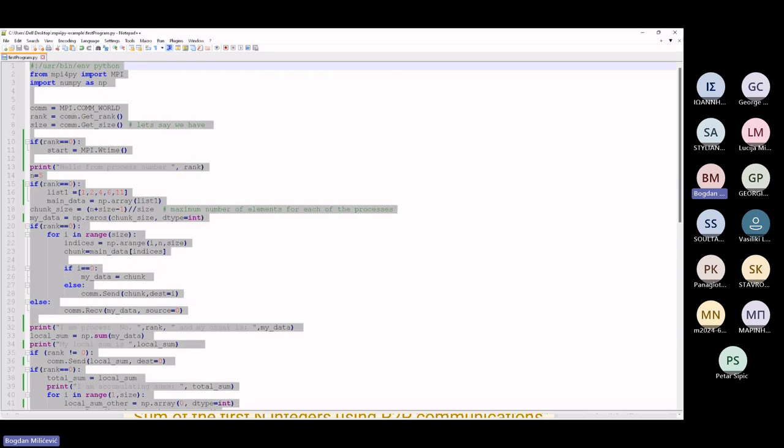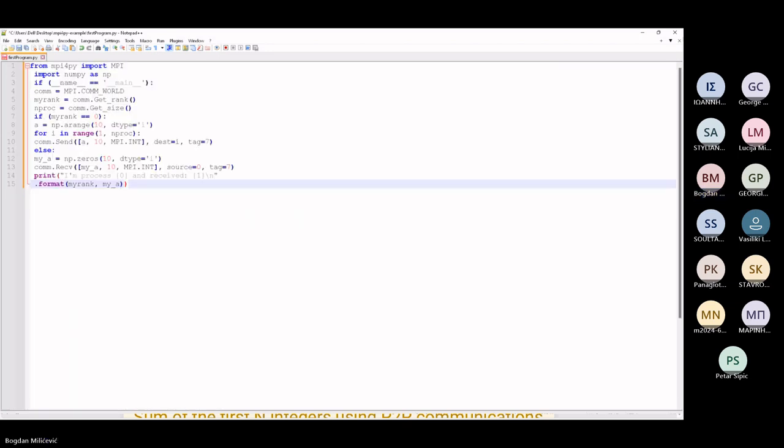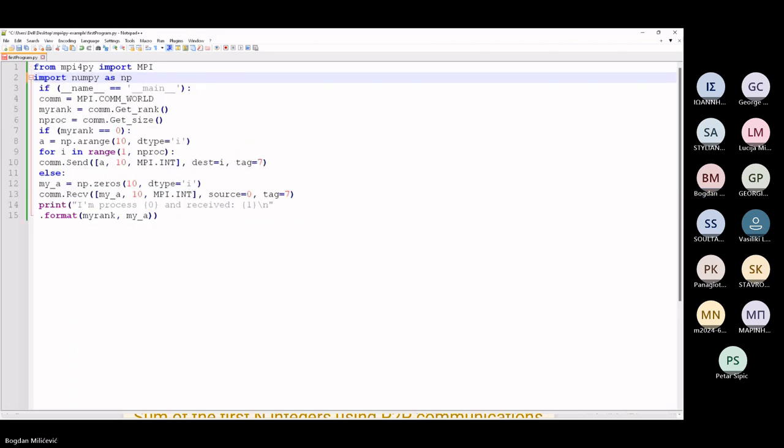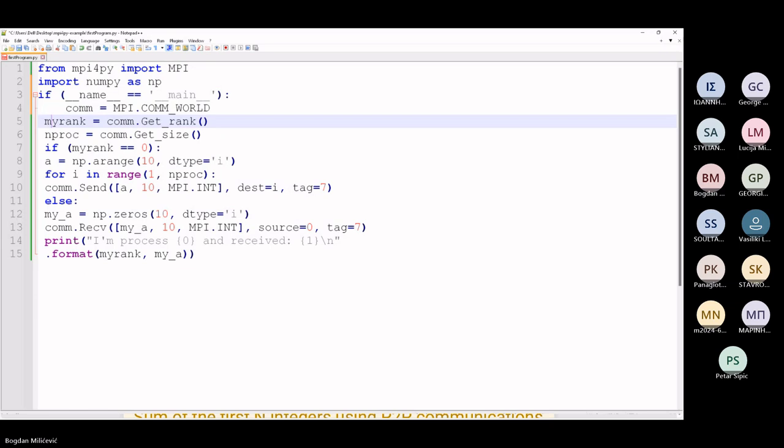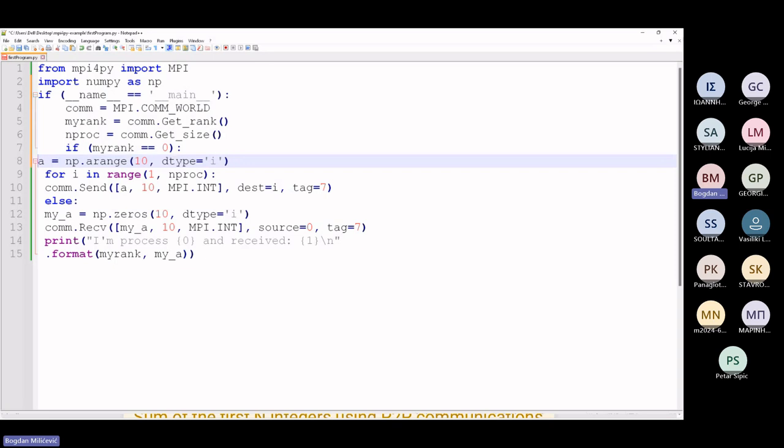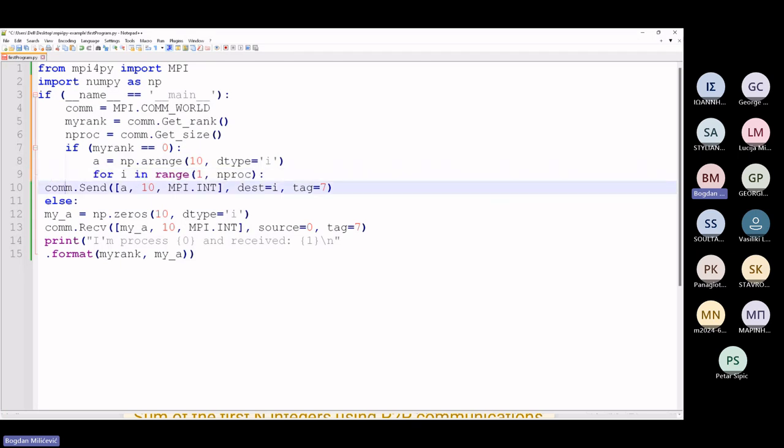I will just replace all of this because we already have the first program. Oof, this is not great. I need to fix this a little bit. If we are rank 0, then we are creating an array with elements, since this is a range function with a single argument, so it will only create elements between 0 and 10, not including 10. And then we will go in a loop through all processes and send to each of them an array.